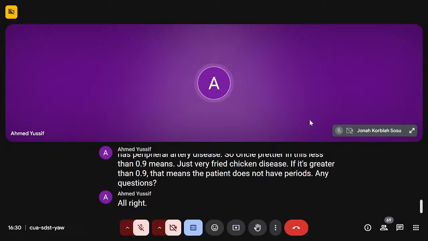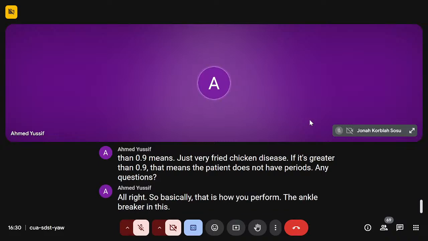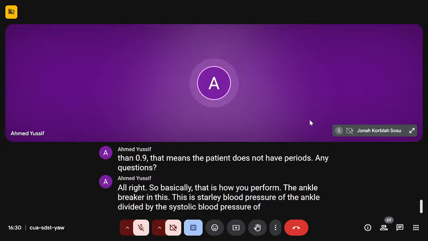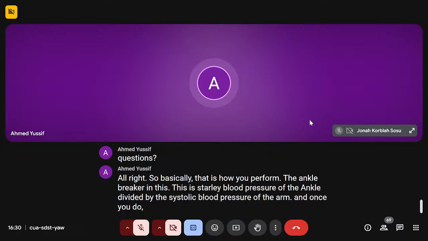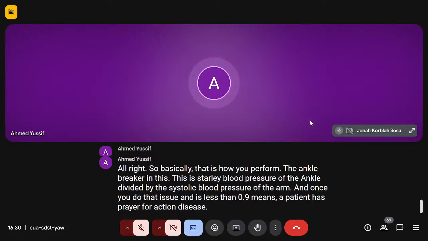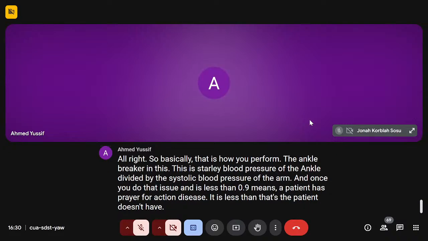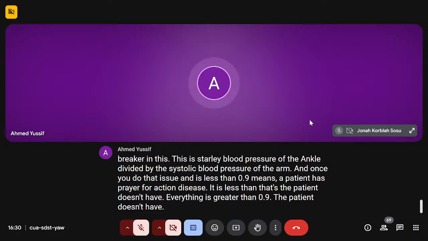All right. So basically, that is how you perform the ankle brachial index: the systolic blood pressure of the ankle divided by the systolic blood pressure of the arm. Once you do that ratio, if it's less than 0.9, the patient has peripheral artery disease. If it's greater than 0.9, the patient doesn't have it.